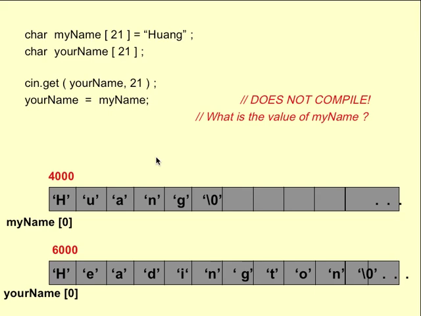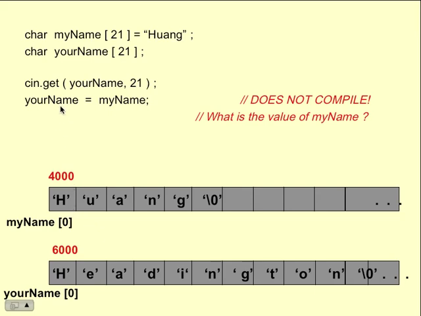Alright. What do we have here? This does not compile either. What is the value of my name? That's a good question for you guys, see if you're paying attention. My name or your name? Value of my name. I think, well, the labels are underneath. It's 4,000. It's the memory address of the variable.